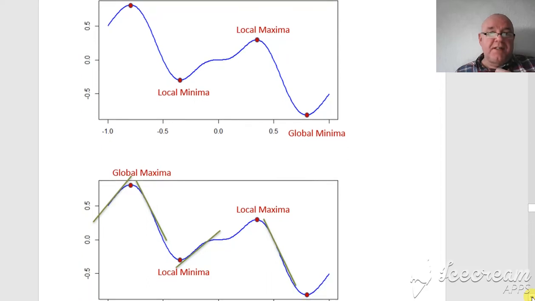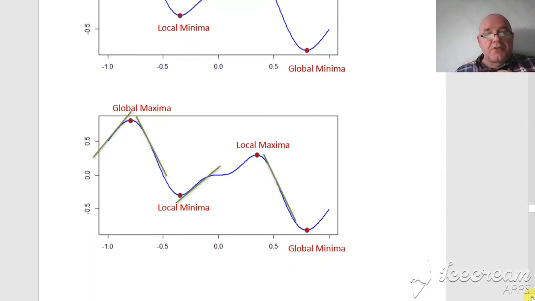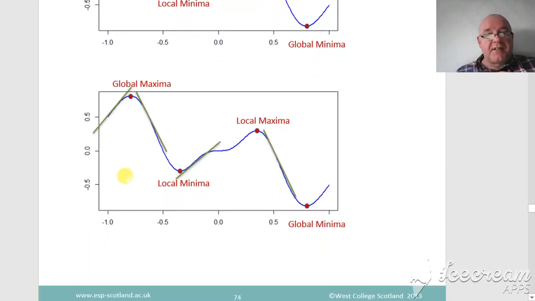Now, how do we find these things? They're very important. What I've drawn here is the tangent lines. If I have a look at the green tangent line, then just before it, we've got a positive gradient that's sloping up, and then it reaches the maximum, and then it slopes back down again. And then if we look at the minimum, it's sloping down, and then when it's past the minimum, it slopes up. And again, we've got a slope up, and then past the maximum, it slopes down. So we've got positive and negative gradients.